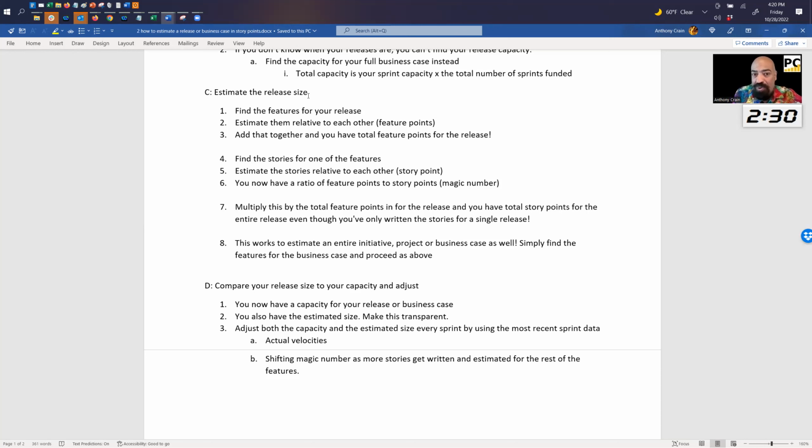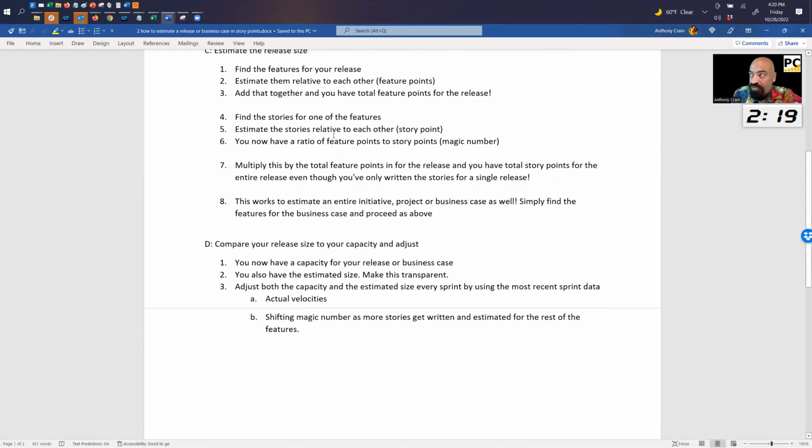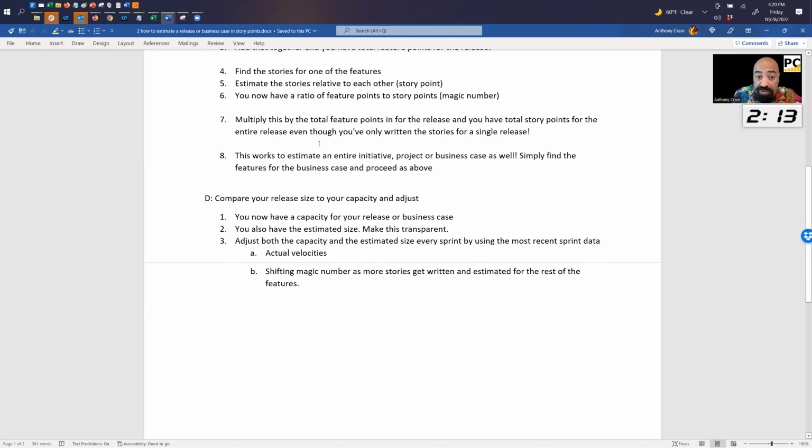So very, very cool. So if you have 10 features and they each have a feature point, add that up, multiply by 10, there's your story point estimate for the release, and you've got your capacity up here, and you can immediately compare if your capacity is greater than or less than your needs for the release. So very quick, easy way to do that.